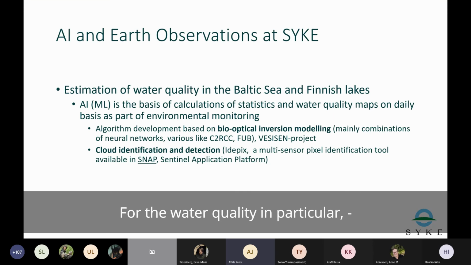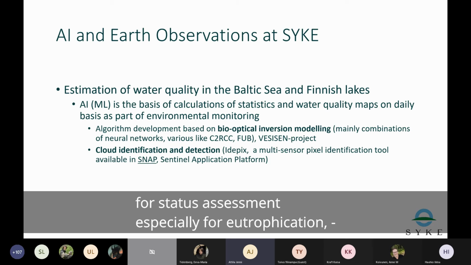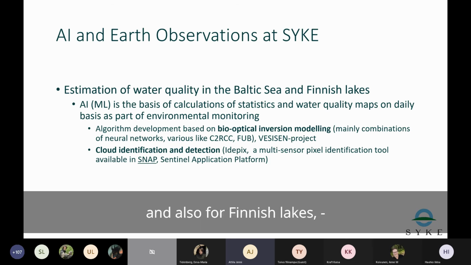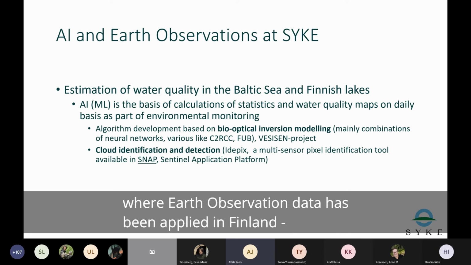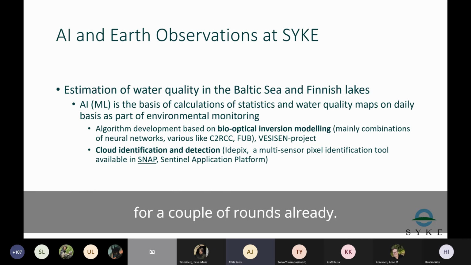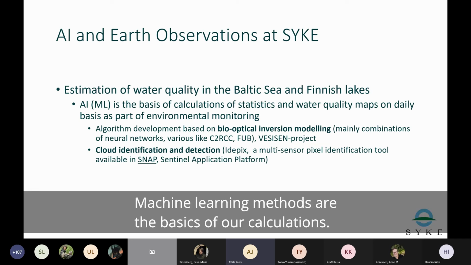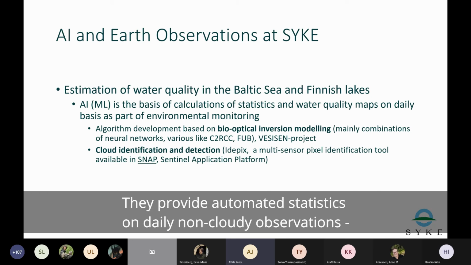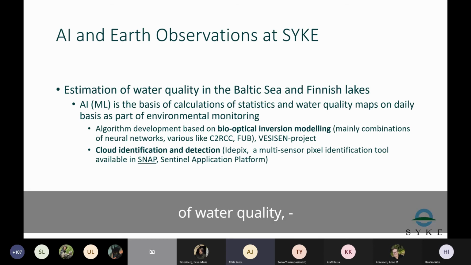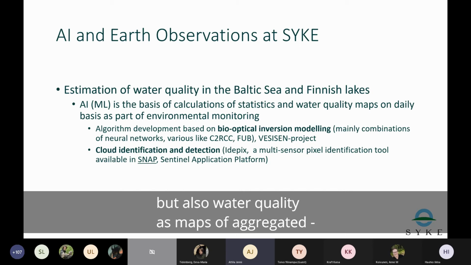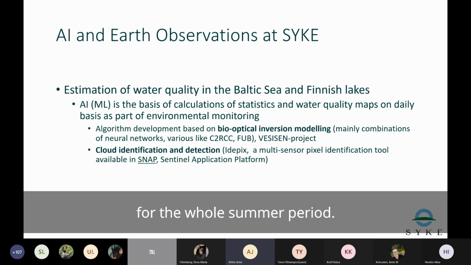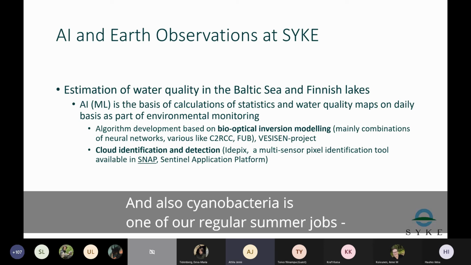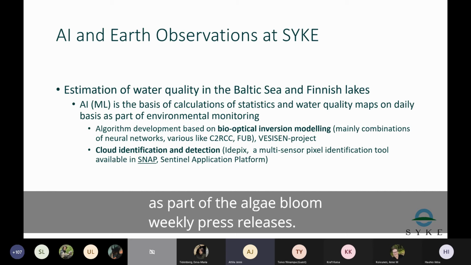For the water quality in particular, and what we are doing for the Baltic Sea for status assessment, especially for eutrophication and also for Finnish lakes, for example, for the Water Framework Directive reporting, Earth observation data has been applied in Finland for a couple of rounds already. Machine learning methods are the basics of our calculations. They provide automated statistics on daily non-cloudy observations of water quality, but also water quality as maps of aggregated, for example, an estimate of chlorophyll A, which describes the amount of algae in the water for the whole summer period. And also cyanobacteria is one of our regular summer jobs as part of the algae bloom weekly press releases.